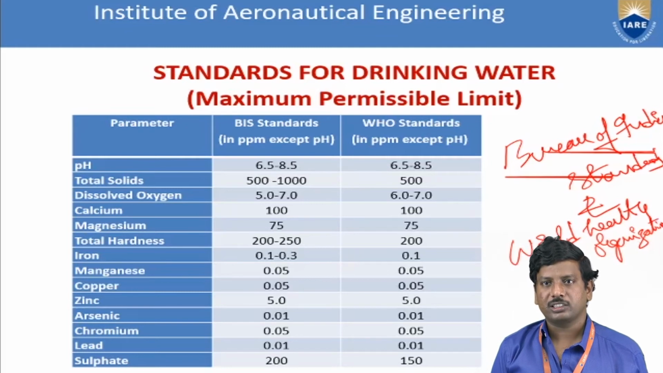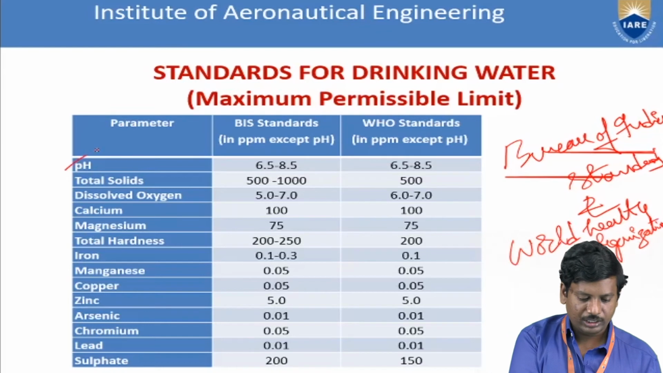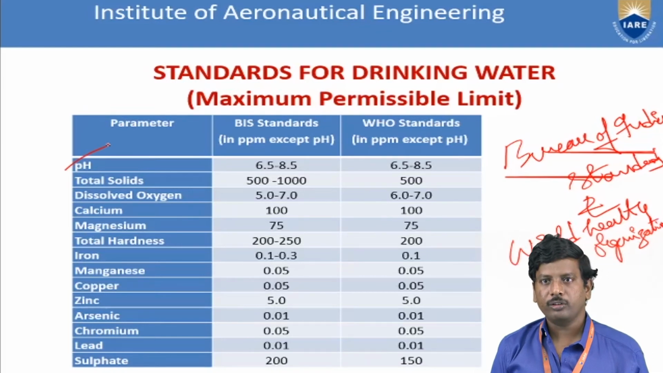The first parameter is pH. According to the Bureau of Indian Standards, it lies between 6.5 to 8.5. The same parameter in the World Health Organization also lies between 6.5 to 8.5. Next one is total solids, which are present at 500 to 1000 ppm, whereas according to WHO it is 500 ppm. Out of all these parameters, except pH, the remaining parameters are measured in ppm.